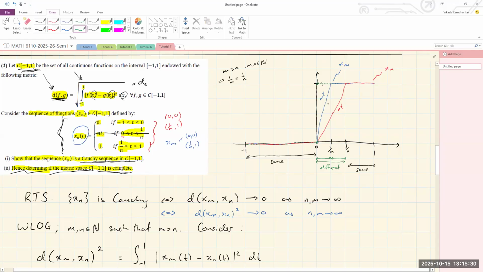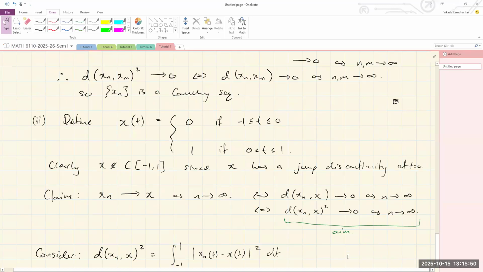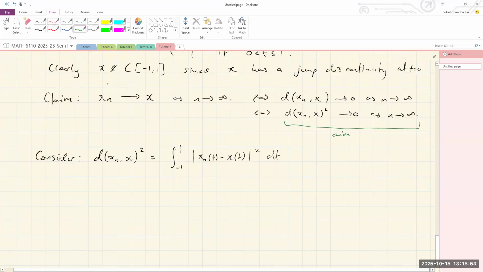Yeah, so that's the limit function. So we see from 1 over n to 1, the limit function and xn are the same. In other words, this integral is just going to boil down to the integral between 0 and 1 over n, just like before. Right? So what I'm saying is that no need to integrate from -1 to 1. We could integrate instead from just 0 to 1 over n, because that is where these two functions differ. Again, no need to take the modulus because I'm squaring it anyway.